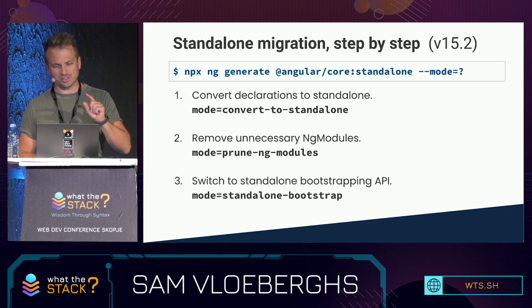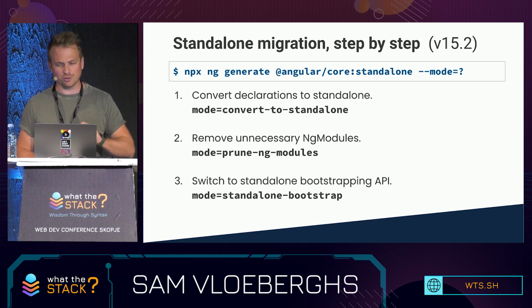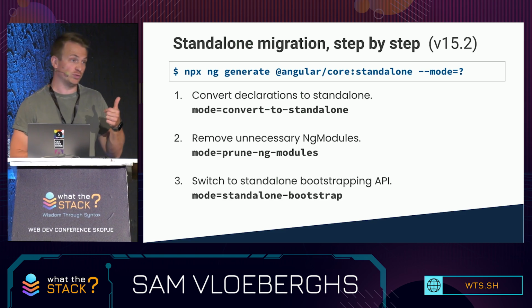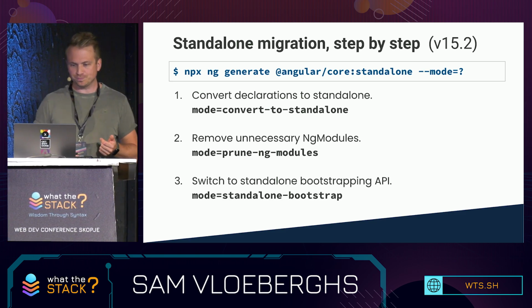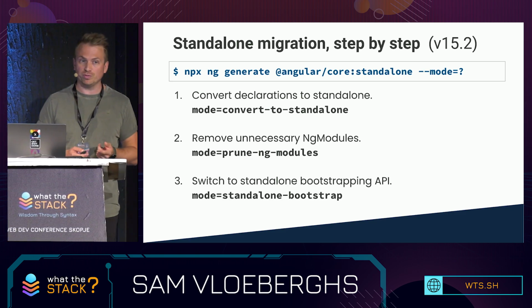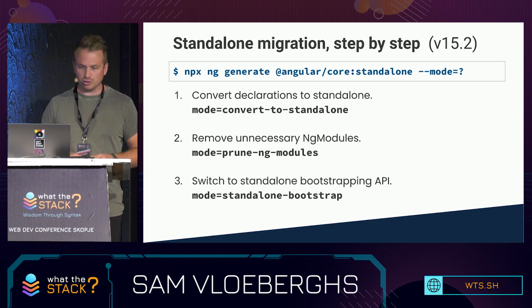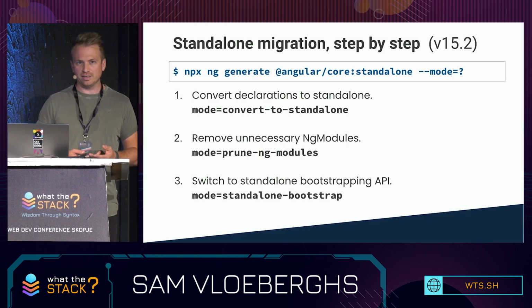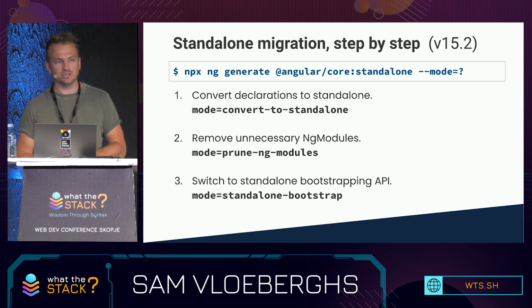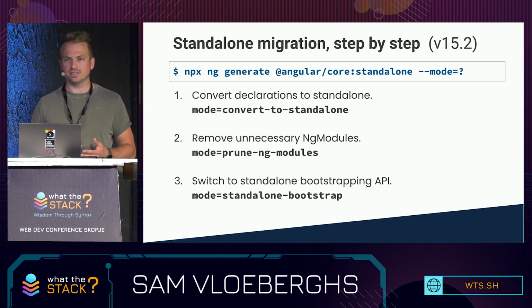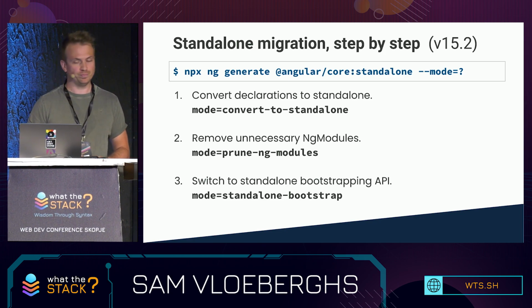So first converting all our components and directives to standalone. That was the first mode of that migration. And then after that, we had to remove any unnecessary ng modules, which was the second mode. And finally, the last mode gave us the possibility to switch to the standalone bootstrapping API to make the entire application standalone.